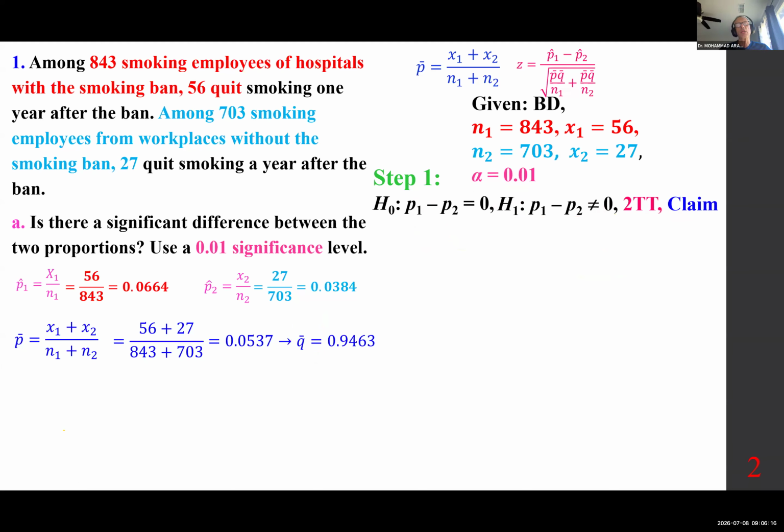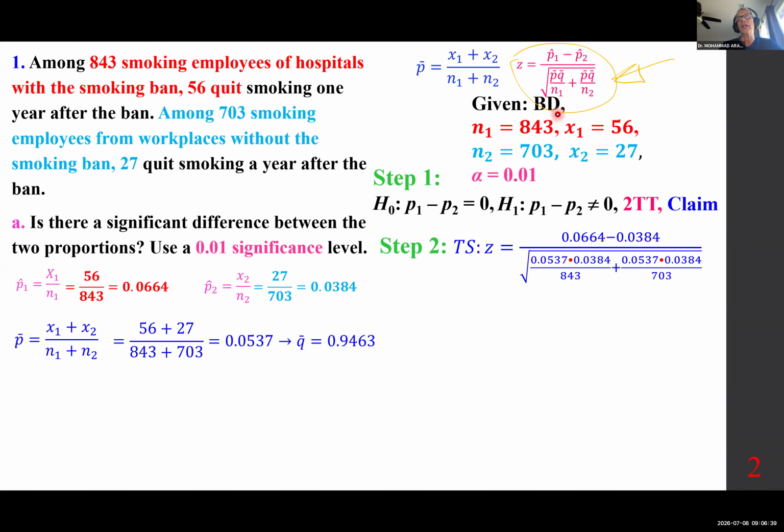The second step is to calculate the test statistic. Here's the formula for test statistic. Everything we need, we've done the preliminary calculation. So plug in P1 hat minus P2 hat over the square root of P bar Q bar over N1 plus P bar Q bar over N2. And you come up with the answer.